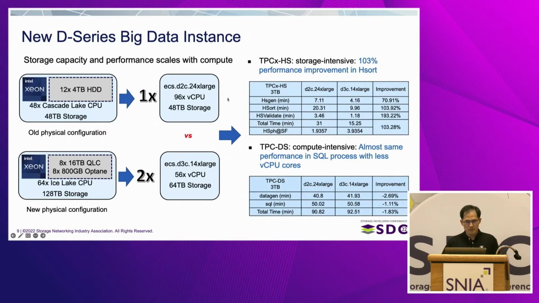Although the instances look a little bit different, we evaluate them with 2 typical TPC workloads, which are kind of data analysis workloads. For the TPC-xHS, which is a storage-intensive workload, we can see the new D3C instance, the largest instance, can achieve 103% improvement in terms of the total time and also the HSort process. And for the TPC-DS, which is a compute-intensive workload, although we have fewer virtual CPUs, because we have more bandwidth, we can have almost the same performance as the older instance, which has more CPUs.